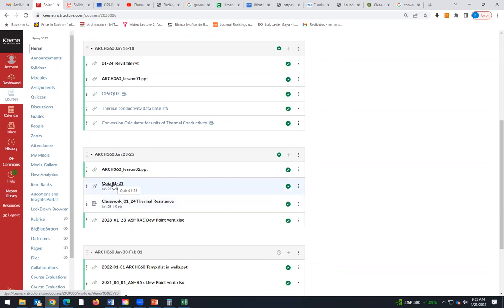It's a basic quiz about basic concepts in building science. I want to know if you remember what you learned in 260. It's not graded, so it doesn't affect the final grade, but I want you to open this and complete this quiz to see if you remember basic concepts of building science. And then you have to complete this classwork.